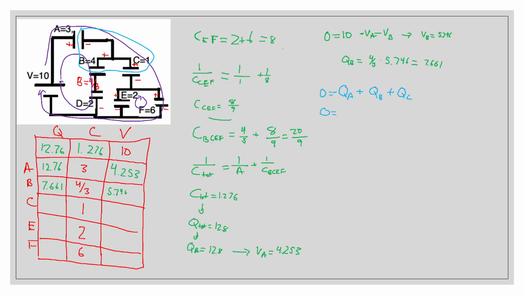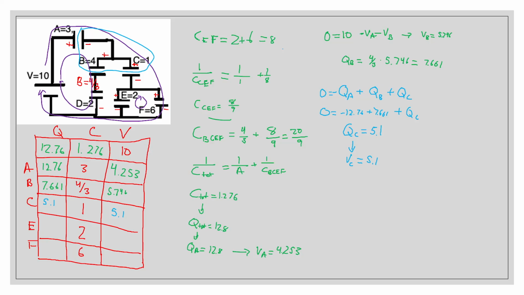And look, I've got 0 equals negative 12.76 plus 7.661 plus QC. QC ends up being almost exactly 5.1. So I've got that. Again, find the voltage. Nicely, it's just 5.1. So let's just write that down. This goes to VC equals 5.1.